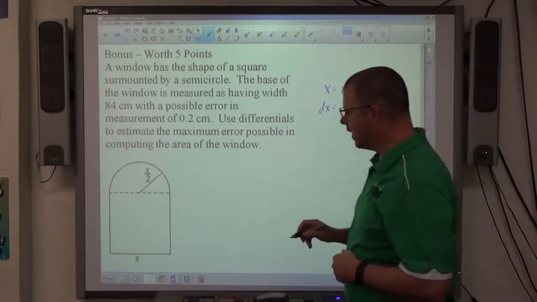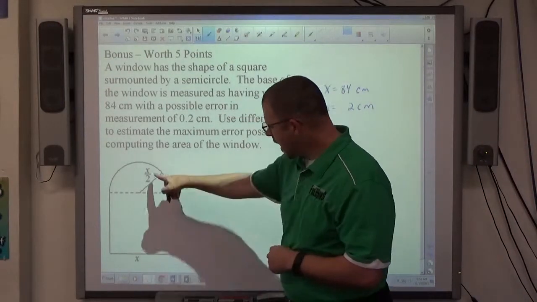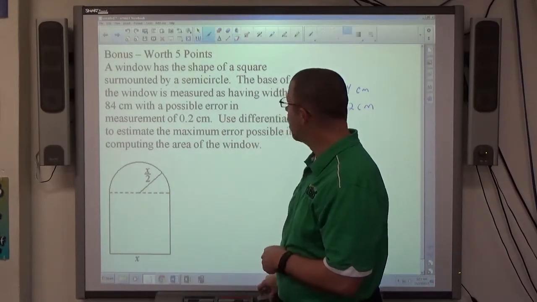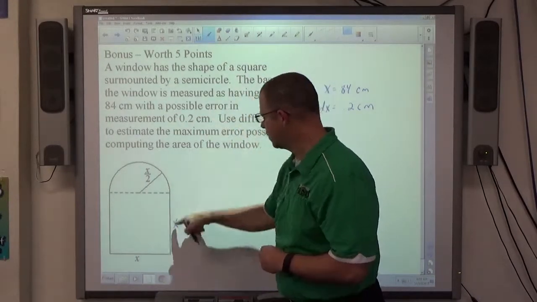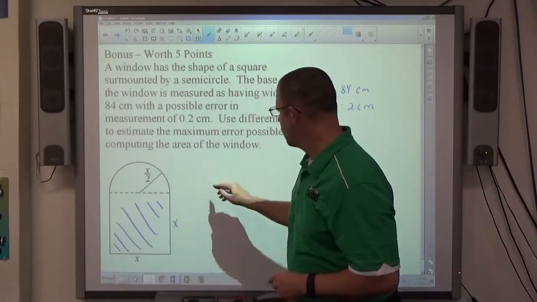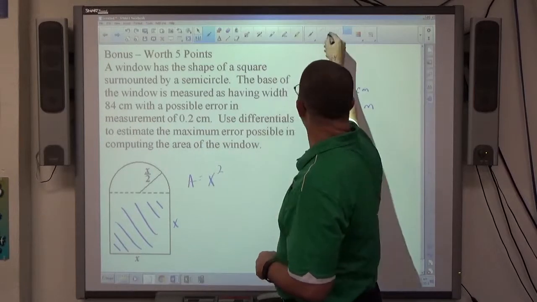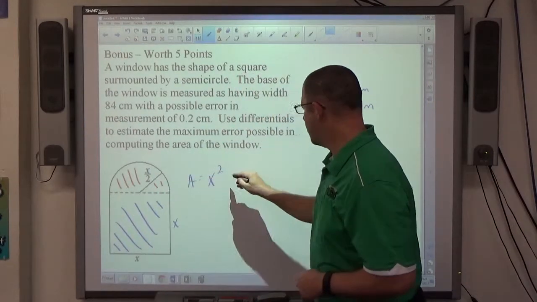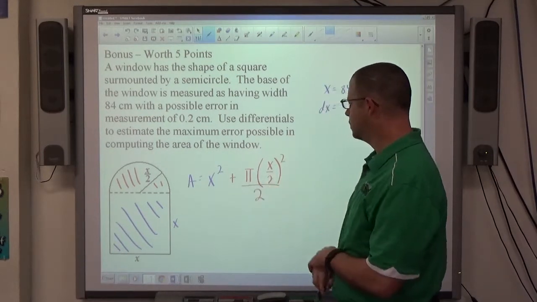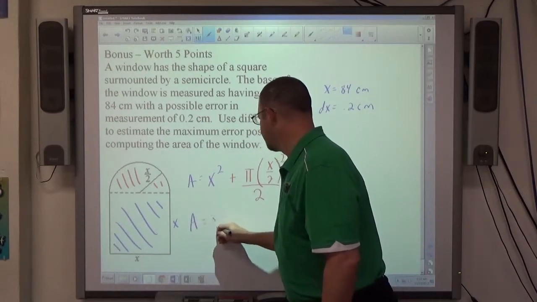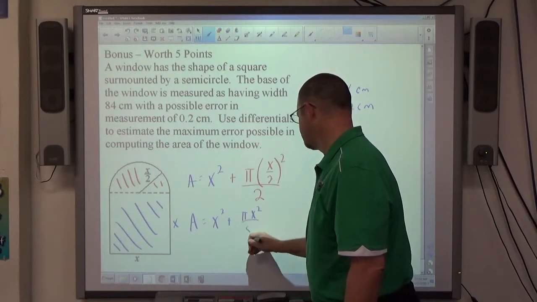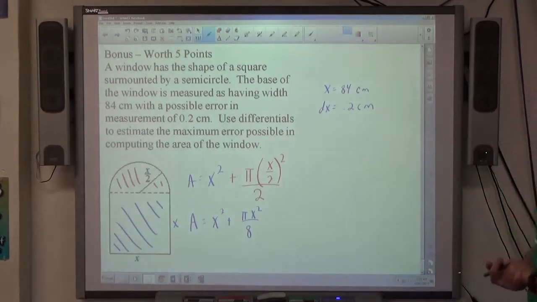So what I can see here is that x over 2 is the radius, because of course x will be the diameter. Oops, this doesn't have to be x necessarily. Oh, it did say square, yes, so that is x squared, so x. All right. So the area of this thing, we have the area of the square, which is x squared. And then we have the area of the semicircle, which is pi times its radius squared divided by 2. So the area of this thing comes out to x squared plus pi x squared over 8. That's the area of the window.